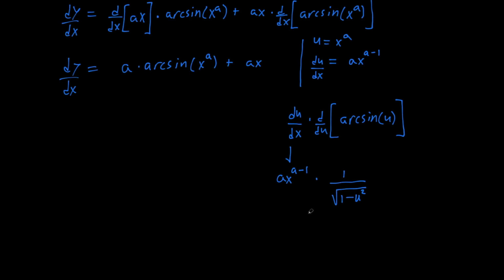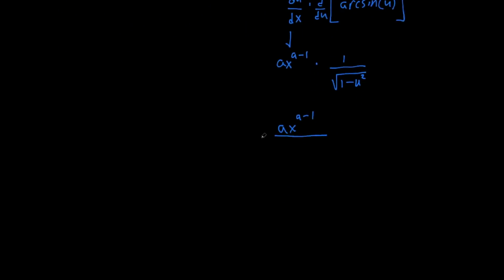Alright, and we need to unravel that u substitution we made, so we'll replace the u with an x to the a. So we have a x to the a minus 1, and times 1 is a x to the a minus 1, so we'll just put that in the numerator, over the square root of 1 minus x to the a, because u is x to the a, squared, and x to the a squared is the same as x to the 2a. So we have the square root of 1 minus x to the 2a in the denominator.